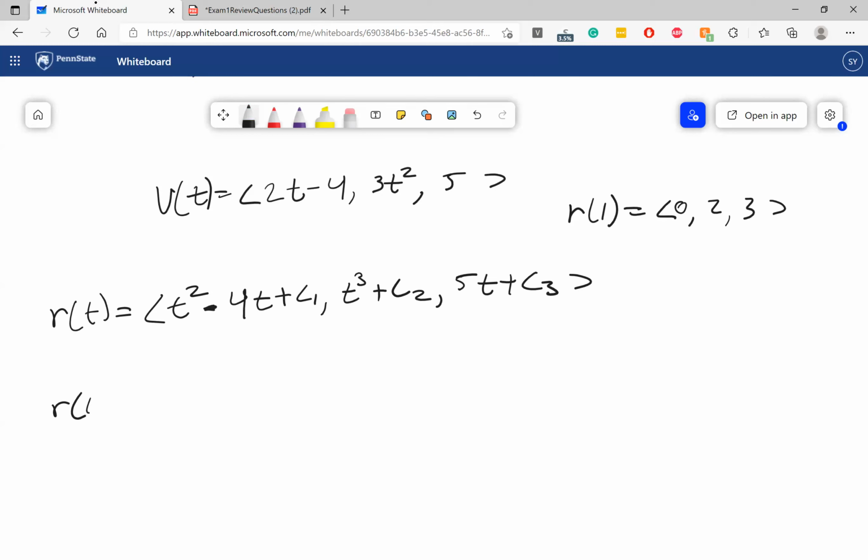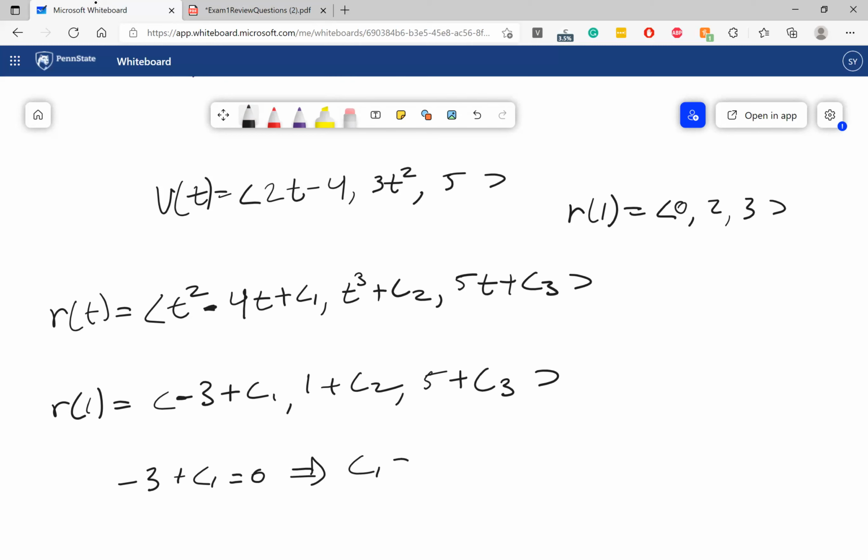So then your R of 1 is going to be negative 3 plus c1. Your second component is going to be 1 plus c2. And your third component is going to be 5 plus c3. So then we have negative 3 plus c1 is equal to 0. So that implies c1 is equal to 3.